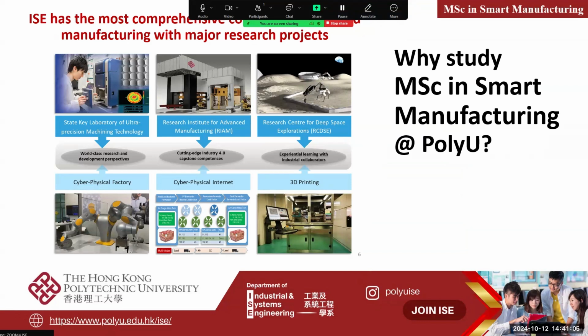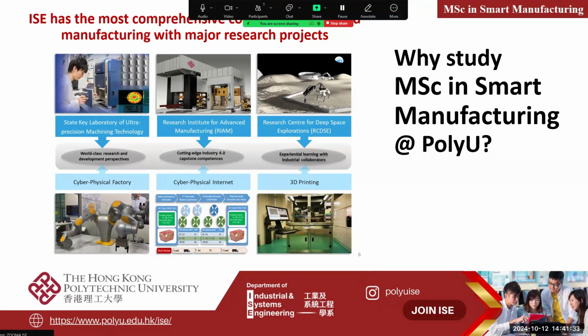As I mentioned, ISE is the most competitive. We have a lot of resources to support it, and the reason the program is in our department is that we have very strong research and resources in this field. For example, we have the State Key Lab. Yes, the director is here. We have many years in advanced manufacturing. We also have a research institute, also about advanced manufacturing.